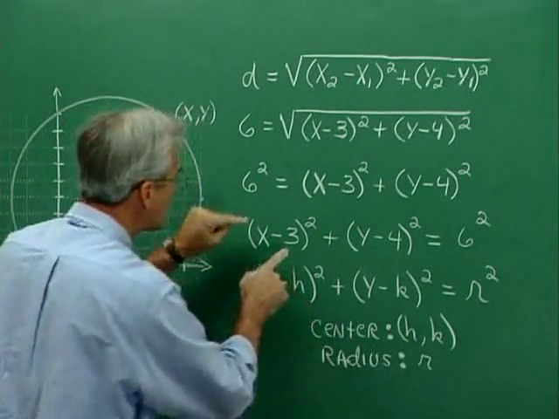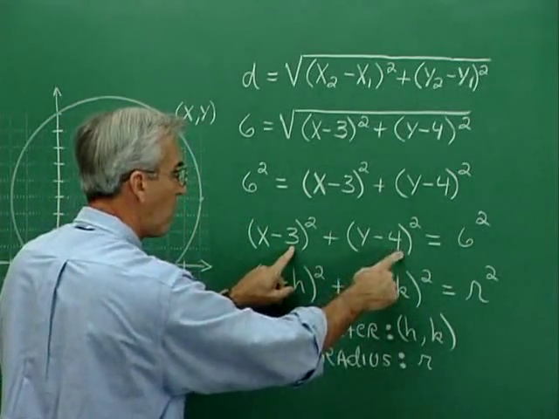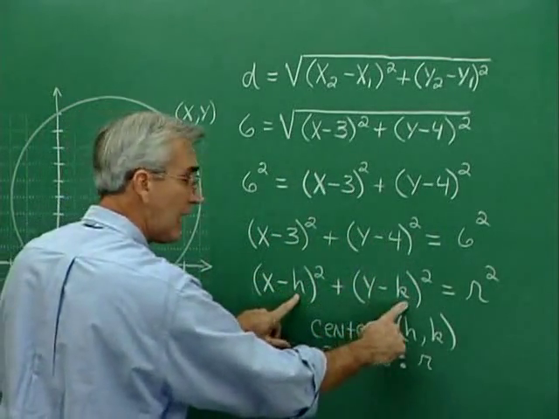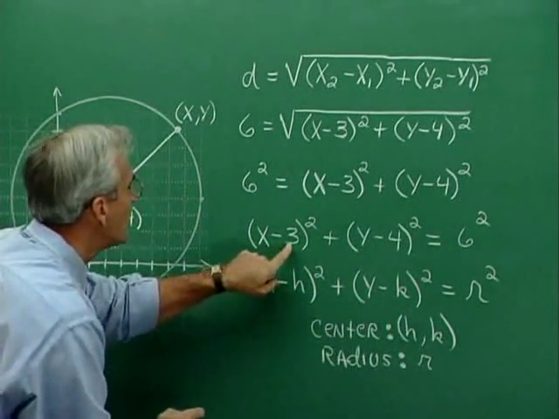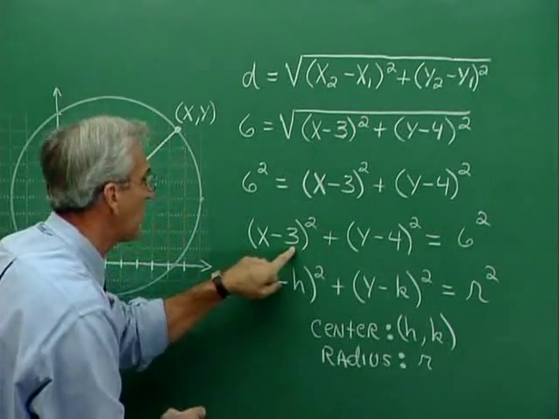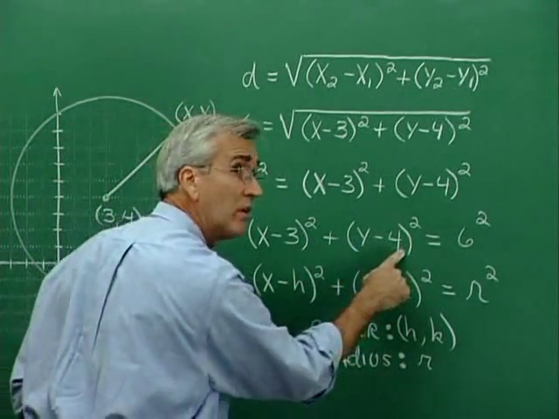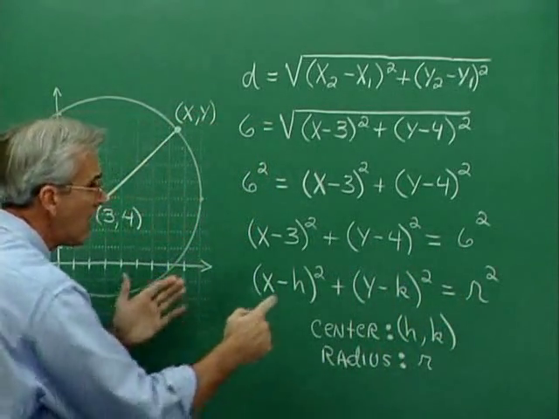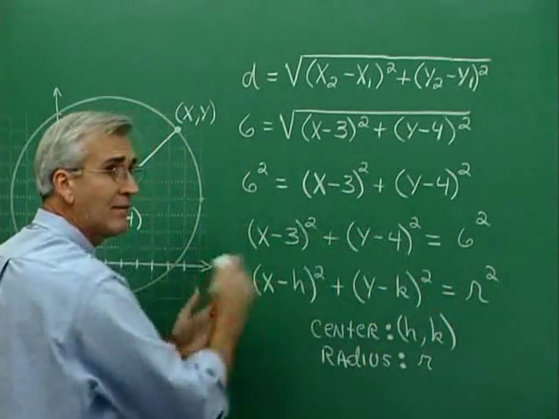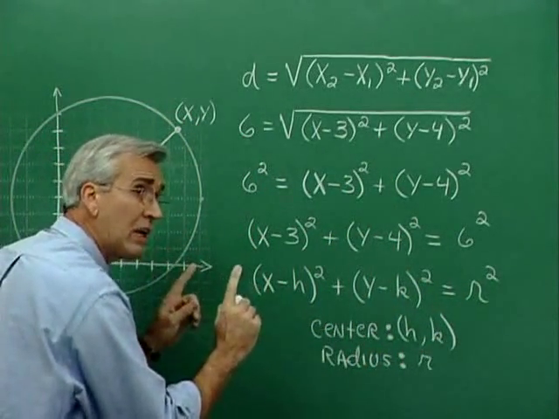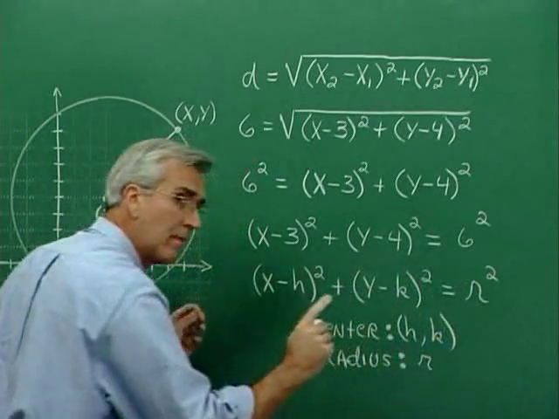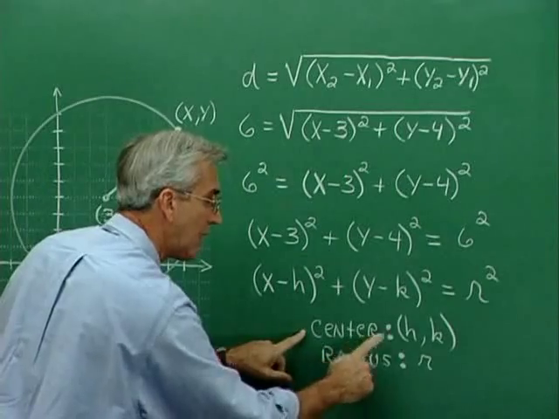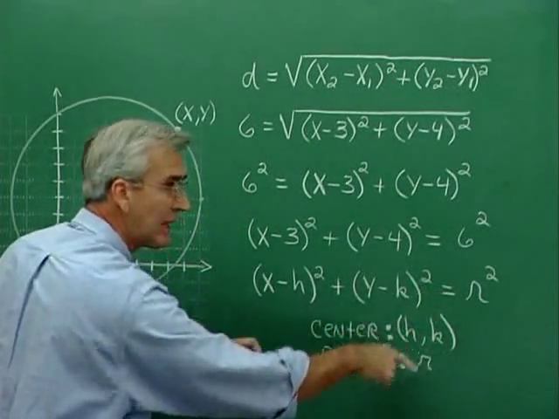Let's just let letters stand in for 3 and 4. Not x and y here, we want some other letters like h and k. So I'll let the x component for the center be h, and the y component for the center be k. And we'll let r stand in for the 6. Now we have a generalized version of what we have up here, and if we can see an equation in this form, then we can easily identify the coordinates of the center, which would be h, k, and the radius would be r.